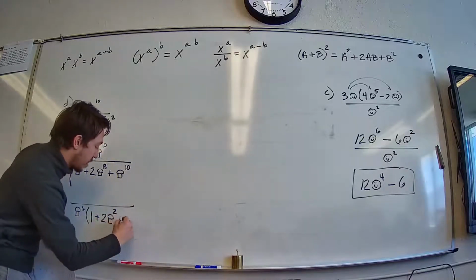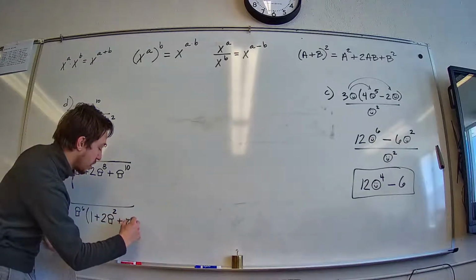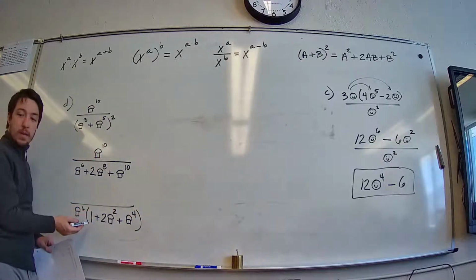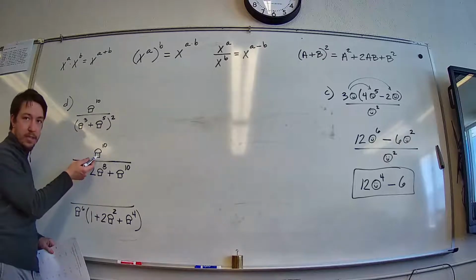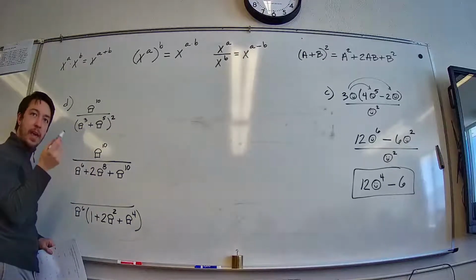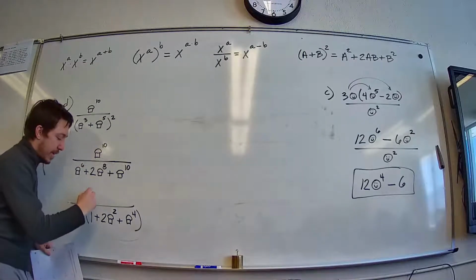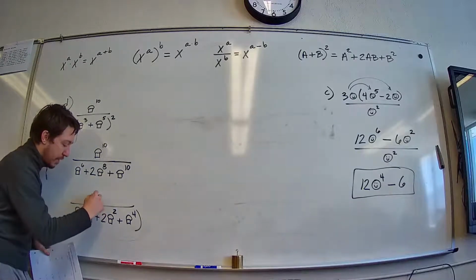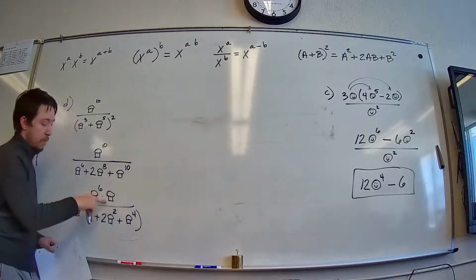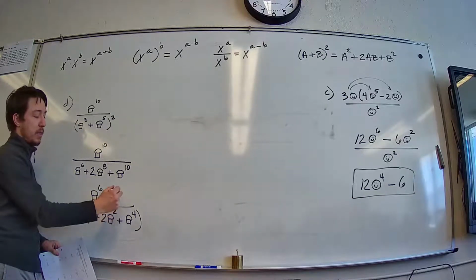And then the last one would be 4th power. So what do you think we're going to do in the top one to make this? Take out c to the 6th from the top. So if I factor the top, what's his power?